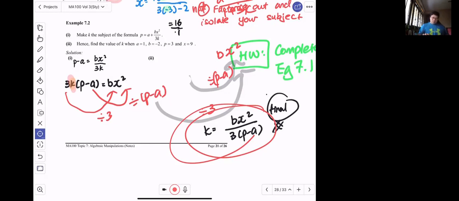Once you're okay, you look at 7.2 part 2. If you are stuck for too long, I will go through with you all.